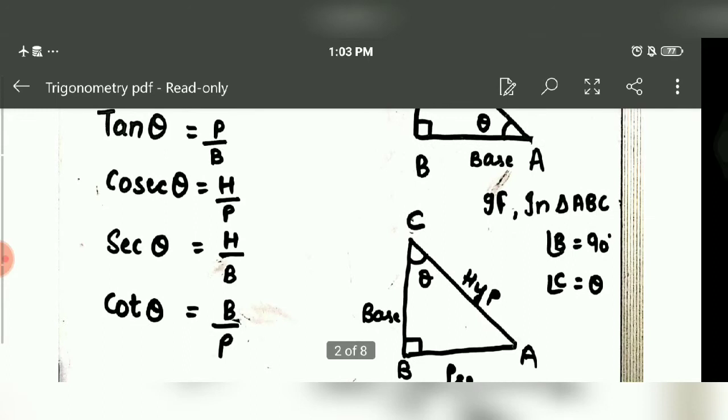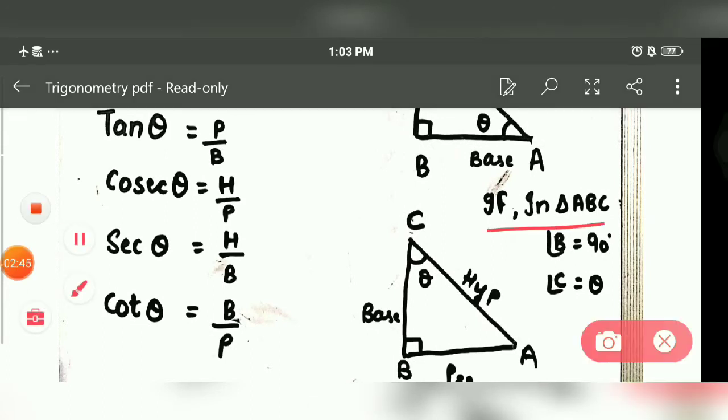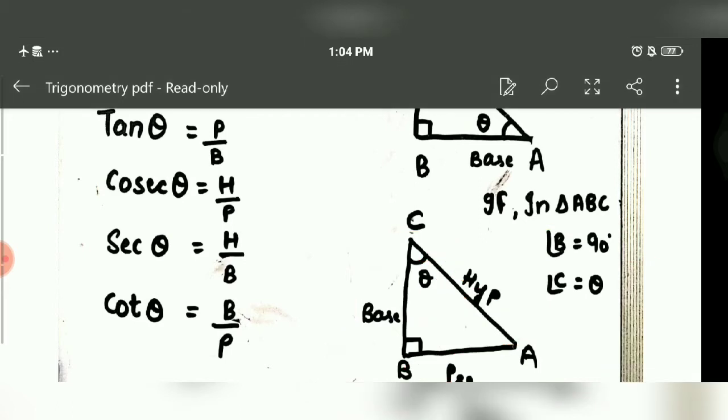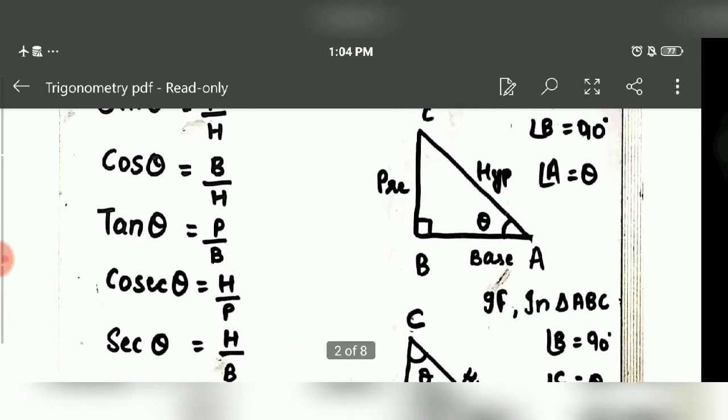But in triangle ABC, B is 90, but instead of angle A, angle C is theta here, then this is the line on which 90 and theta are lying. So this is base, this is perpendicular, and opposite to the 90 degree, this is hypotenuse. So perpendicular and base completely depend upon the position of which angle we are taking, that is sine A or sine C.